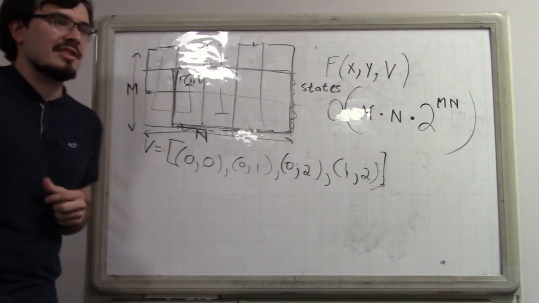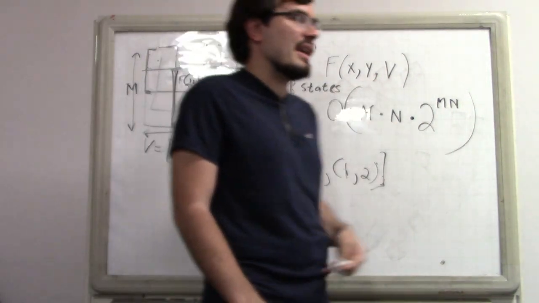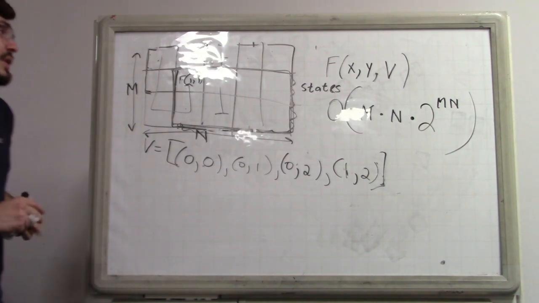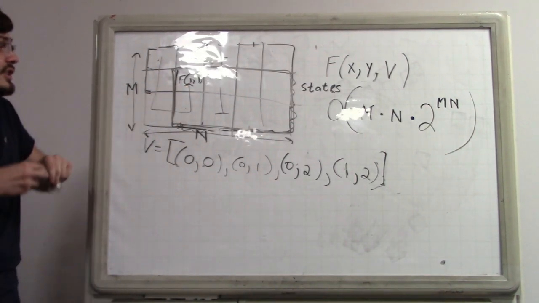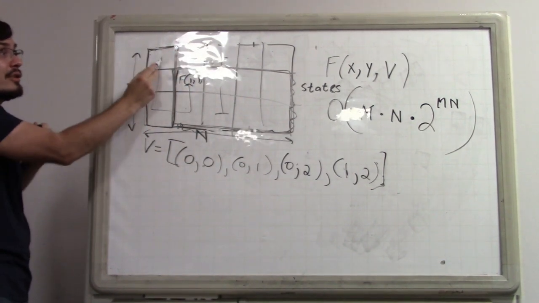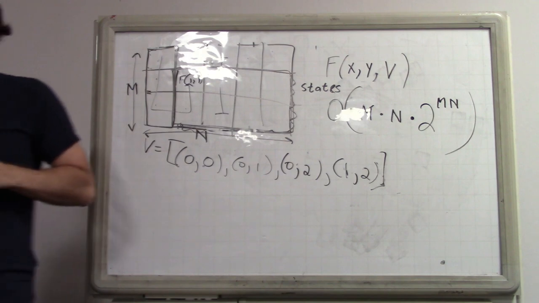But why is the solution bad? Well, it's because it caches an object that can have a lot of possible values, right? But are all of those values important? So for example, if I am here, does my history at all over here matter? Does it matter which cells I visited on a row to my left? No, why not?